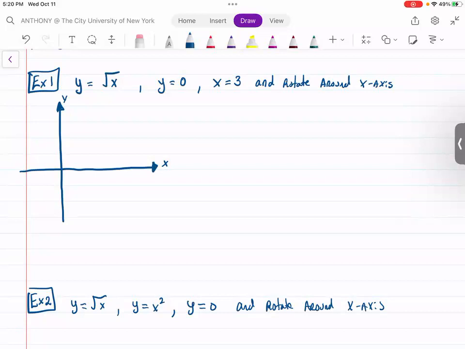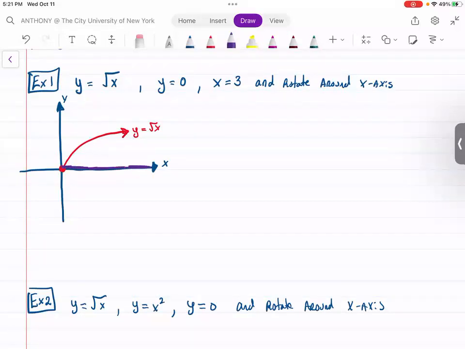So for the first example, we have y equals the square root of x, where its graph would look something like this, shown in red. The region of interest is bounded by the x-axis, which is defined as y equals 0, shown here in purple, and the vertical line x equals 3. So there should have also been x equals 0 and x equals 3. So here's x equals 3.